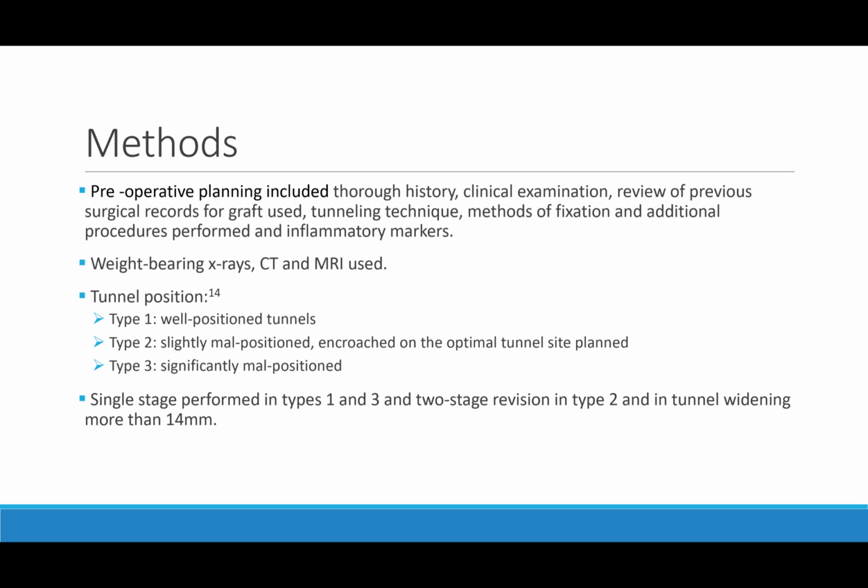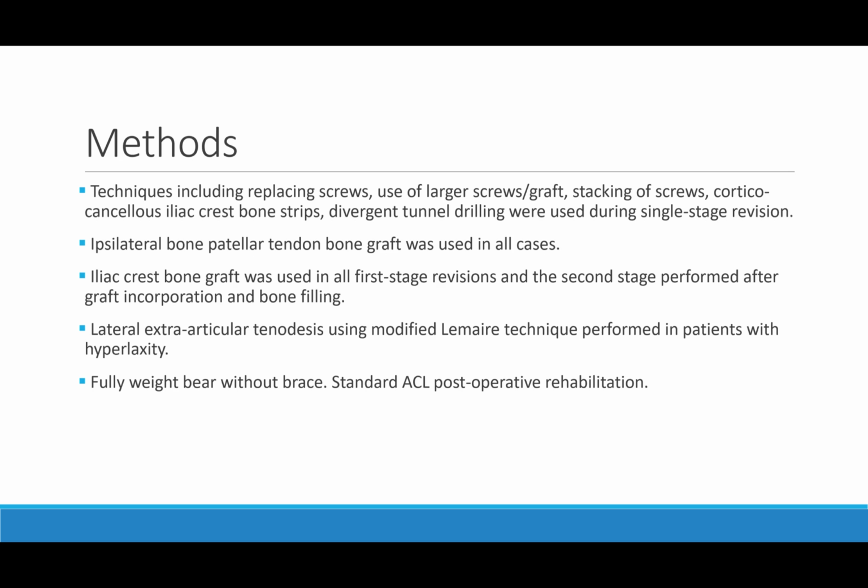The tunnel position was classified, and if it was type 2, which meant malpositioned tunnels near the ideal revision surgery tunnel site, or if there was significant widening more than 14 mm, then the revision surgery was performed as a two-stage. Various surgical techniques were used during single-stage revision. In all cases of the revision surgery, bone patellar tendon bone was the graft of choice.